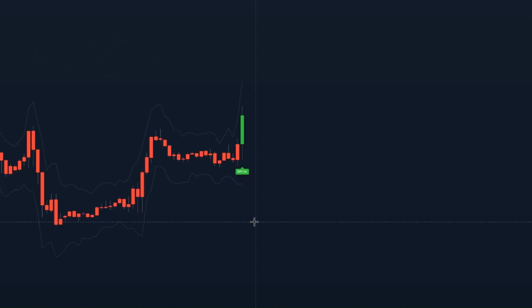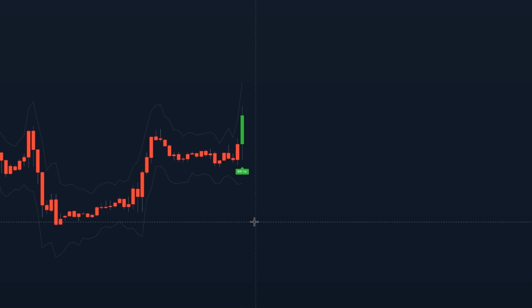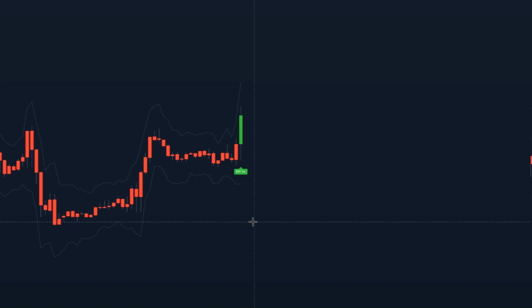One nice little feature of this indicator that I do like is for the buy and sell labels you can actually see a little star with a number next to it. This number represents the quality of the buy and sell label actually printing and the strength and likeliness of this price actually hitting the target price.